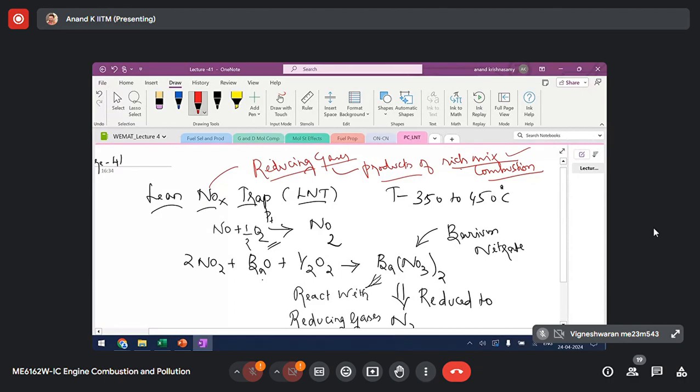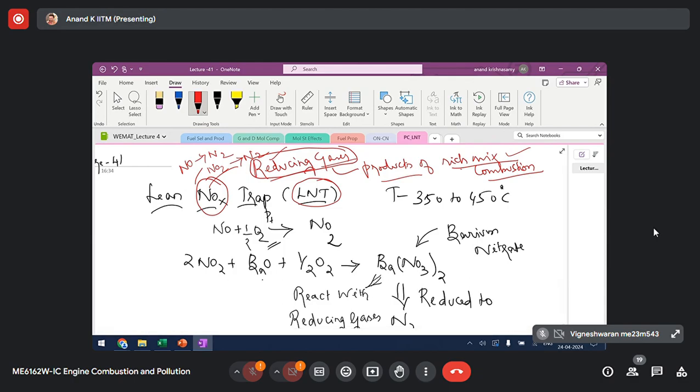Without these reducing gases, you cannot reduce NO and NO2 to nitrogen. Basically, we want to convert NO to N2. This is a reduction reaction. We also want to convert NO2 to nitrogen before the gas is discharged into the atmosphere. By using this LNT device in the tailpipe, we want to convert NO and NO2 to nitrogen, and we want to discharge only nitrogen in the ambience. But what we need is reducing gases. This is not available in a normal diesel engine combustion because we go with lean combustion.